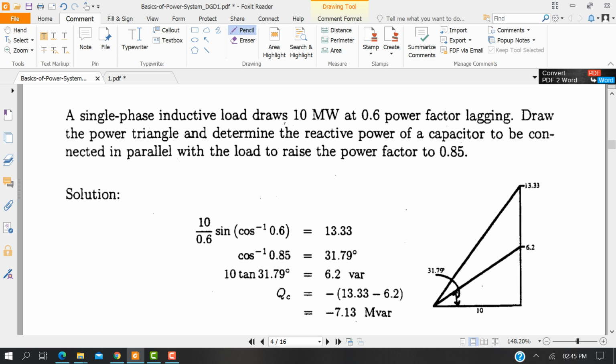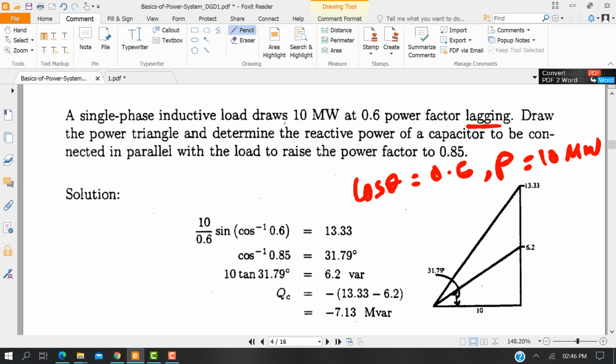So here is another example. It's an inductive load, that means definitely a lagging power factor. It says the lagging power factor value is given, cos theta equal to 0.6, and real power is 10 megawatt. And so draw the power triangle.